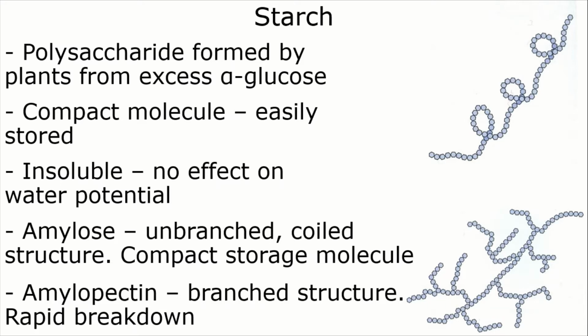Now, it forms this branched structure because this time it forms 1-to-6 glycosidic bonds. So there's a glycosidic bond formed between carbon 1 in one monosaccharide unit and carbon 6 in the other. And this gives it very different properties. So amylopectin is probably the one that would typically be broken down first if your plant was in desperate need of glucose. But once these reserves run out, then amylose would start to be broken down.